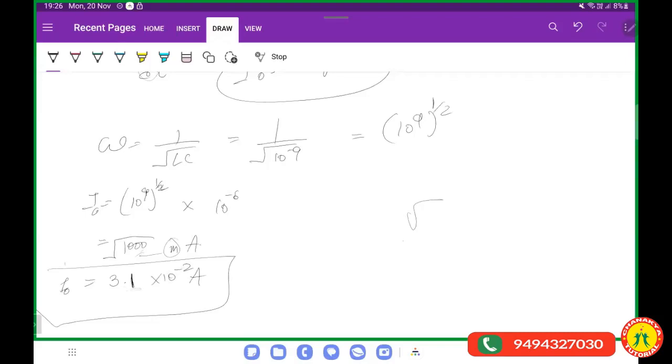Powers are okay. Check the numbers. 3 point what? How much? 3.12 or something. Yeah, I messed up in the last third step. Oh, okay.